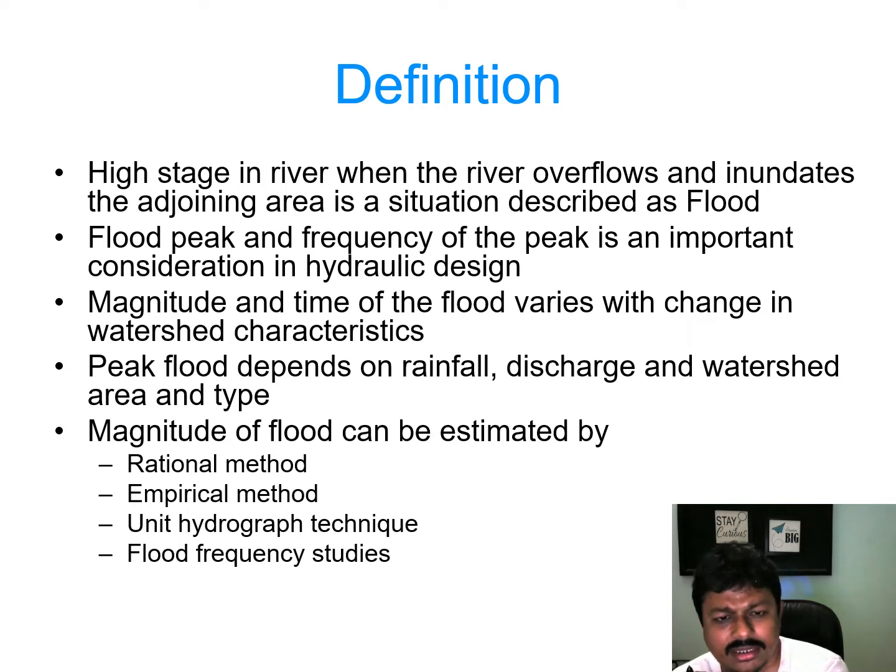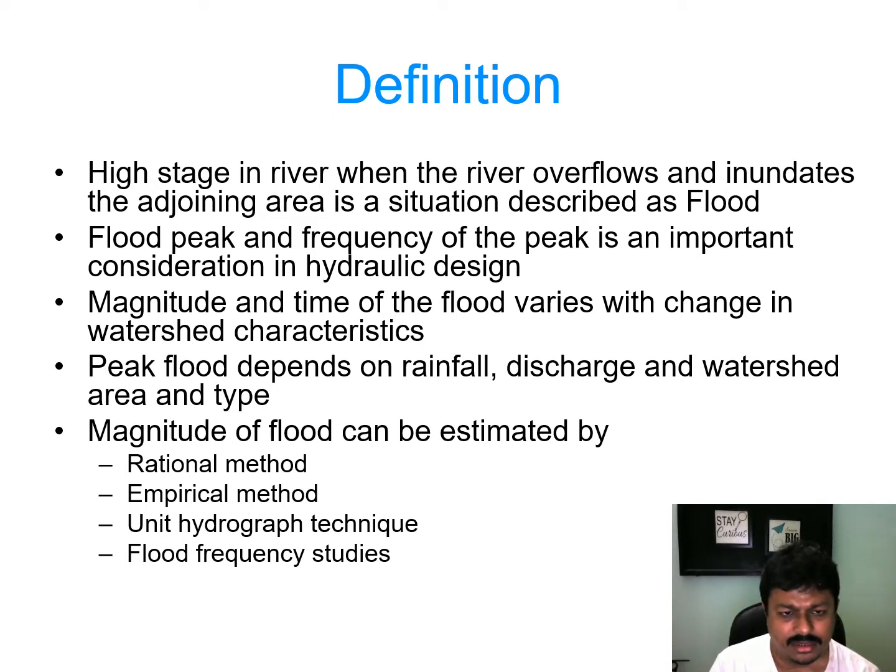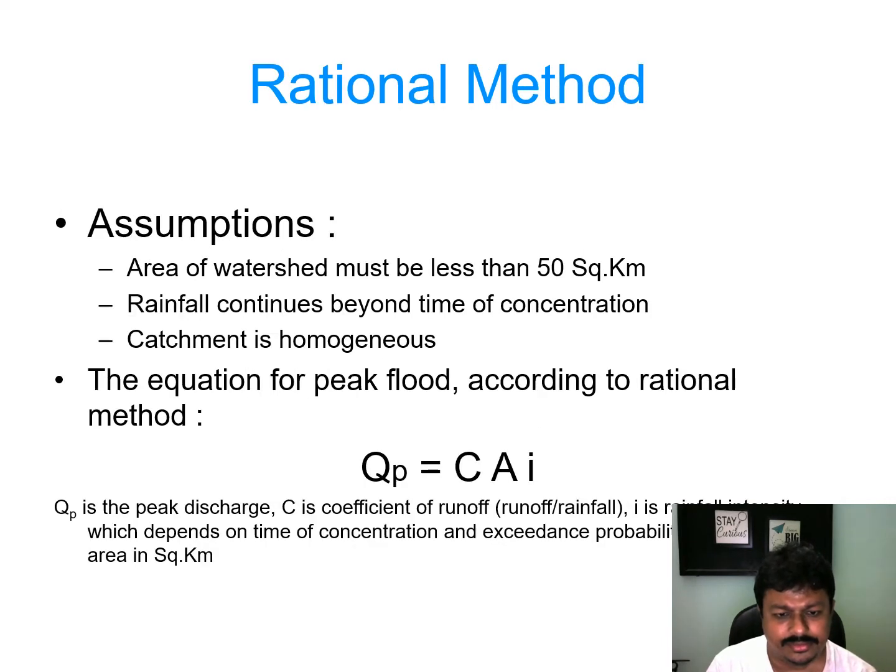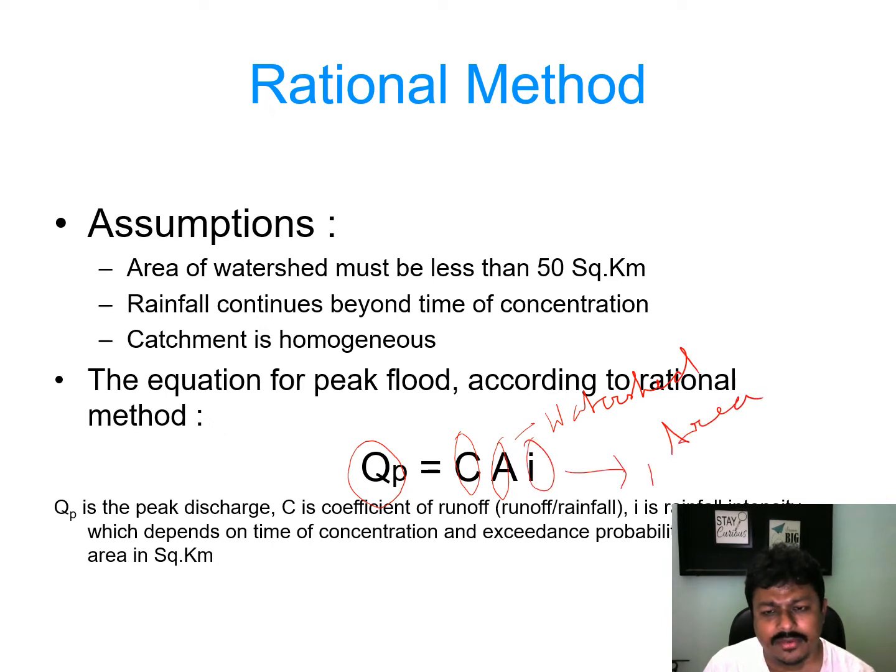So there are some flood prediction methods, namely the rational method. This is the rational method, QP equals C I A. This QP is actually the peak discharge. This C is the runoff coefficient. A is the watershed area. And this I is the intensity of rainfall. So it is not rainfall, but it is intensity of rainfall.